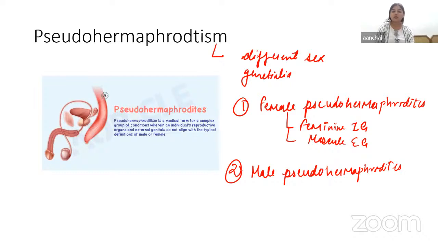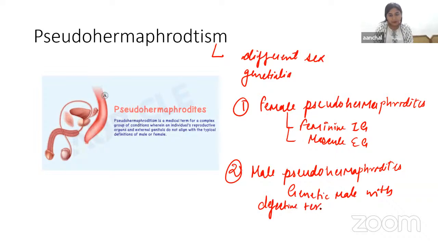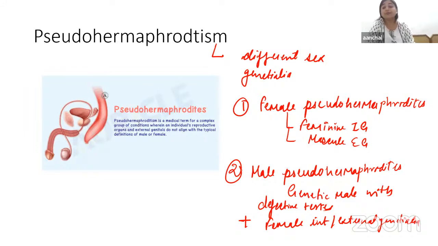Then in male pseudohermaphrodites, a male chromosomal sex individual, means genetically it is male but present with defective testes. And this type of person has female internal and some external genitalia also present. Okay, and this type of condition occurs due to deficiency of adrenal androgen hormones, right?